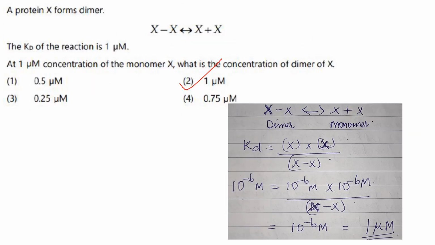Then next one. A protein forms dimer XX giving X plus X. The Kd, that is dissociation constant of the reaction, is 1 micromolar. The 1 micromolar concentration of monomer X, what is the concentration of dimer X? So dissociation constant is given by concentration of monomer divided by concentration of the dimer. Now substitute the values. I have converted micromolar into molar, multiplying by 10 raised to minus 6. So concentration of dimer will be 10 raised to minus 6 or 1 micromolar. Answer is option 2.